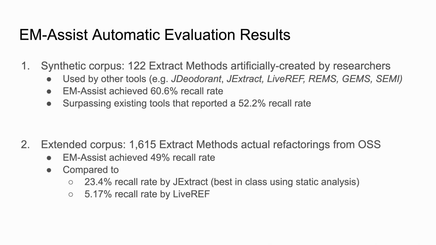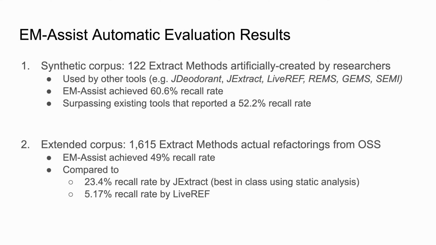To evaluate EMAssist, we perform an automatic evaluation on 2 corpora. In a syntactic corpus comprising 122 ExtractMethod refactorings artificially created by researchers and widely used by others for tool evaluation, EMAssist achieved a recall rate of 60.6%. This surpasses the previous leading recall rate of 52.2% achieved by comparable tools, whereas others have a much lower recall rate.